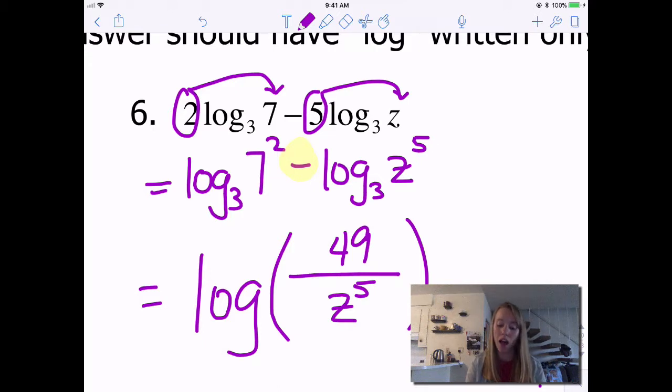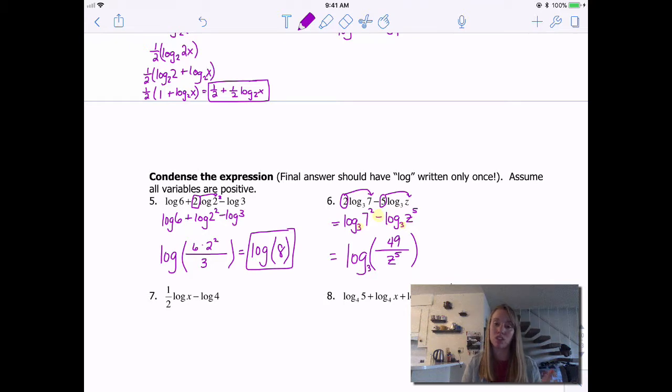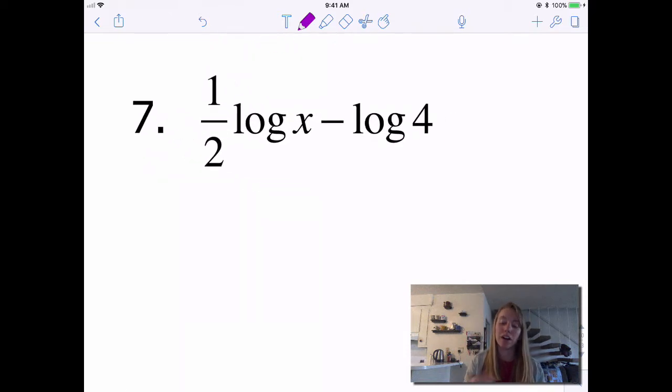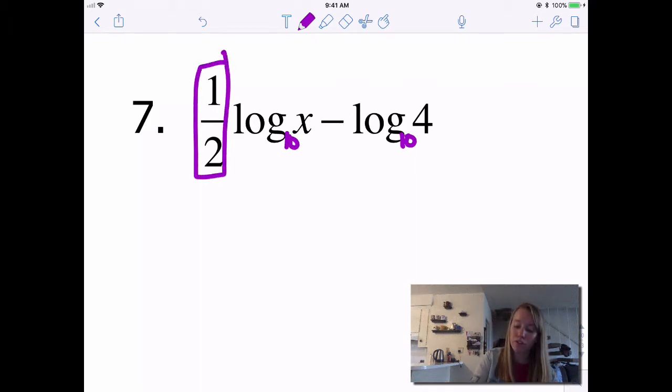Notice that I have a 3 and a 3 on my base, so I should also have a 3 for my base for my final answer. You can only combine logs if they have the exact same base, so always double check that. On number 5, they all were just log, log, log. Number 6, I had a log base 3. So looking at number 7, I have a log and a log again. You could write log 10 if it makes more sense to you. So let's move up coefficients first, and then we'll put everything together.